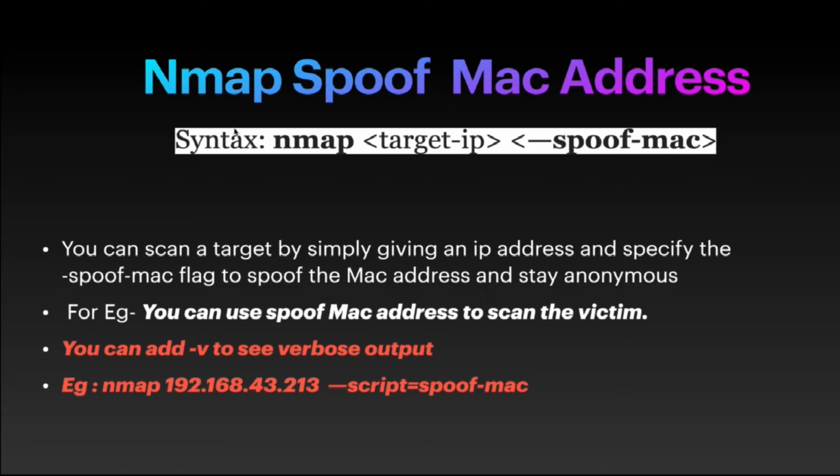The syntax of doing this particular scan is Nmap, the target IP address, followed by --spoof-MAC. There are various options that we can use to use a custom MAC address, to choose a random MAC address, and to specify the default MAC addresses of different vendors. You can scan a target by simply giving the IP address and specifying the --spoof-MAC flag to spoof the MAC address and stay anonymous. You can always add -v to see the output in verbose mode. The example of doing this scan is shown below.